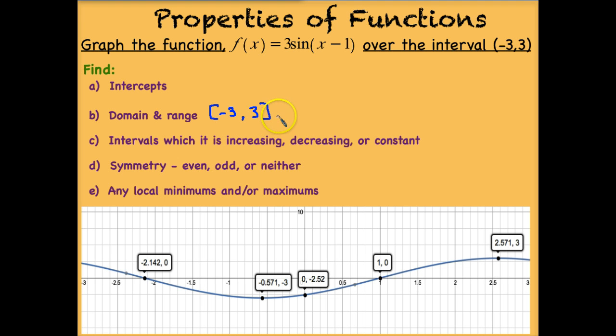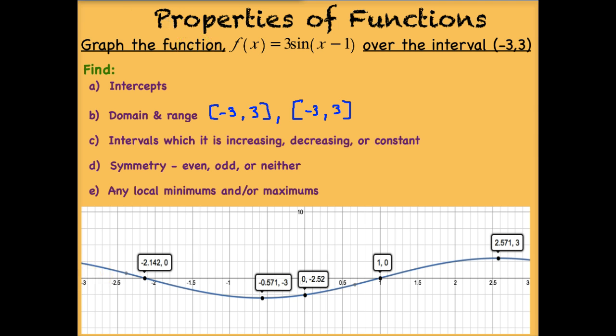Our range, on the other hand, we need to look at our minimums and our maximums. So our minimum goes way down here at negative 3, and our maximum is way up here at positive 3. And again, those are included. So we have negative 3 to positive 3. We have the same range as we do our domain.